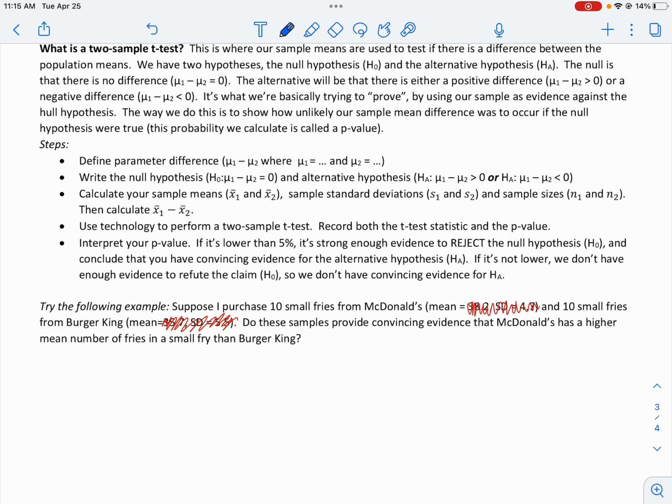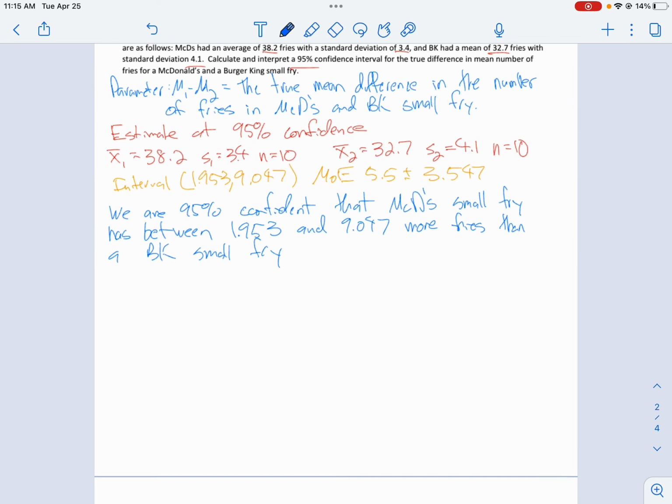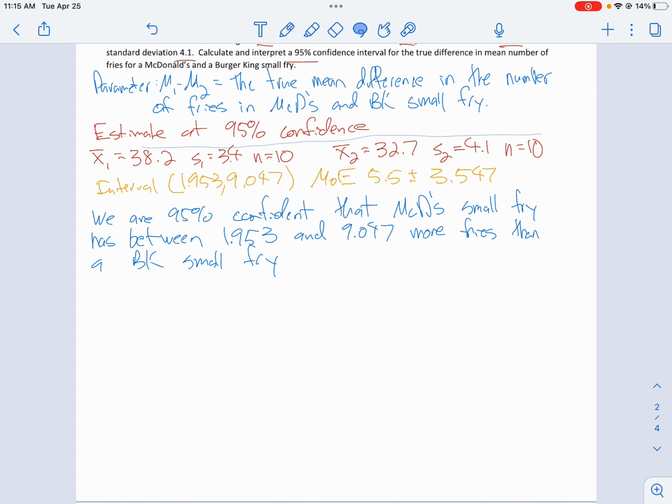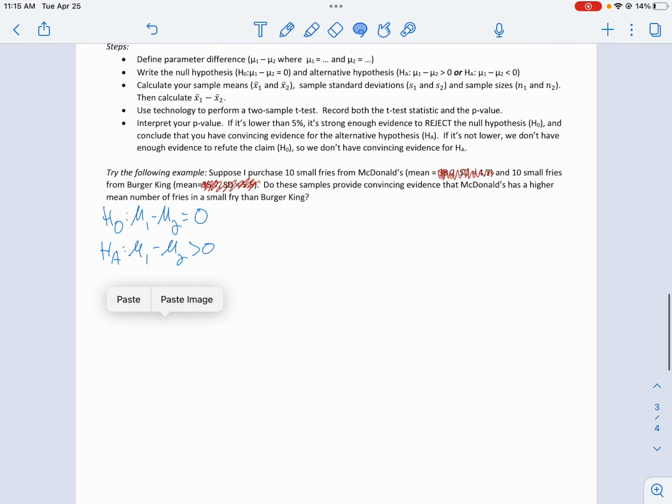We then look at, we're going to use our parameter, we're not going to rewrite that. So our null hypothesis is going to be that mu1 minus mu2 equals 0, that there is no difference in the number of fries in each. And our alternative is that McDonald's is going to have more fries in it. So mu1 minus mu2 is going to be greater than 0. And we take our same data set, so I'm going to use this data up here again, just so you can see how it all fits together, if you're doing start to finish.